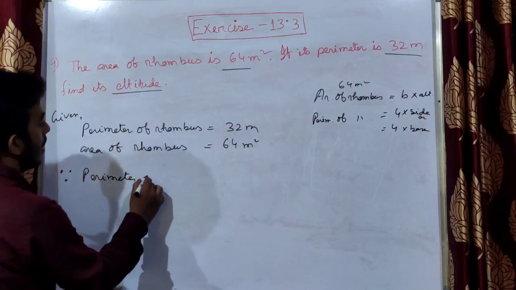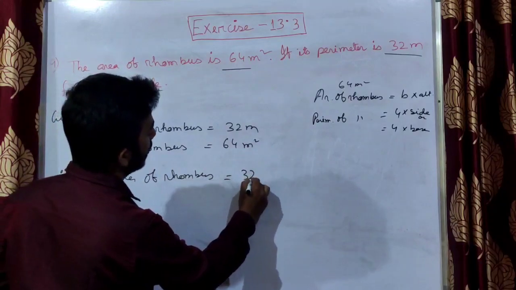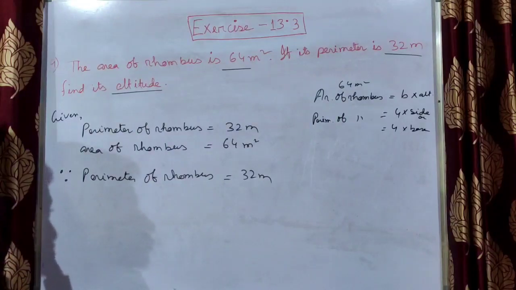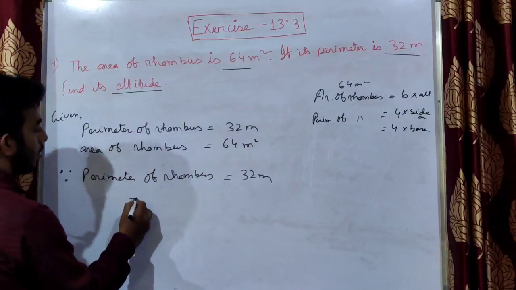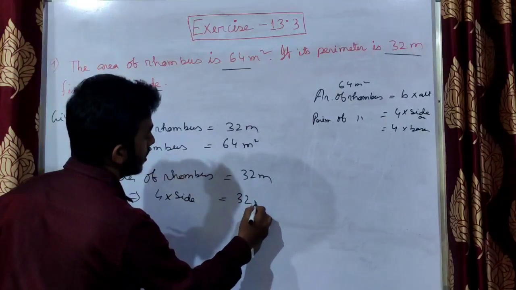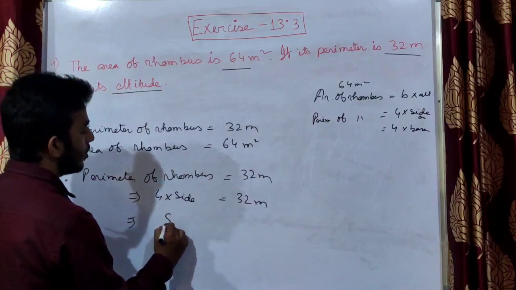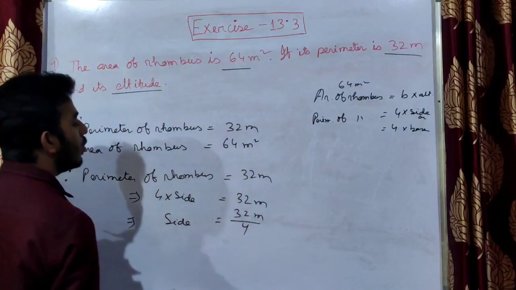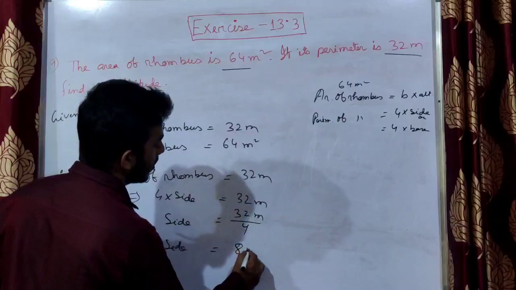Okay. So we will write, since perimeter of rhombus equals how much? 32 meter, and we know the formula of perimeter of rhombus. It is same as square, right? So square perimeter was 4 into side, so perimeter formula is also 4 into side. So 4 into side equals 32 meter. Now as there is multiplication, and if we change the side, it will be what? Divide. So side equals 32 meter divided by 4, that is side equals 8 meter, right?